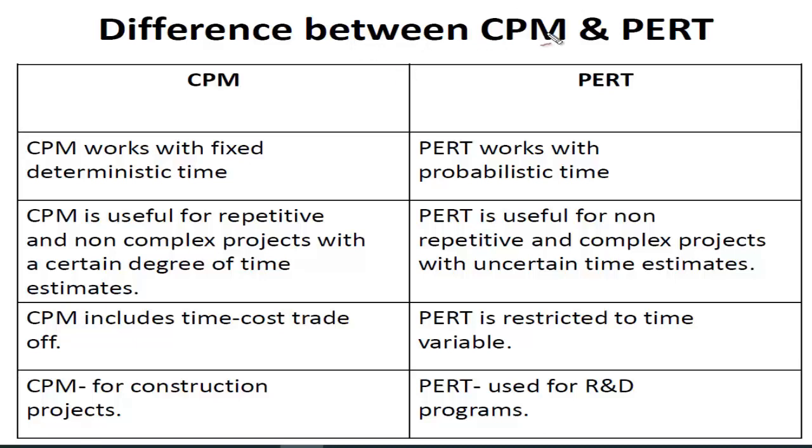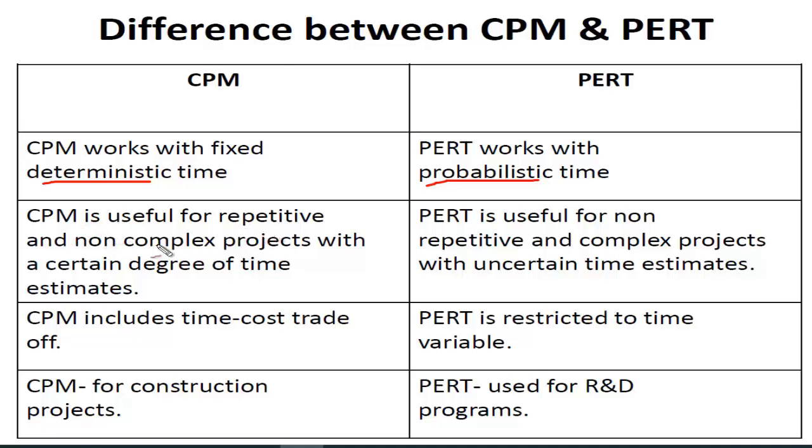Now if you see the difference between CPM and PERT before we go for the PERT, because this question may also be asked, CPM works with deterministic time while PERT has a probabilistic time, because here we have a fixed time and here we have 3 times. We'll see it shortly.